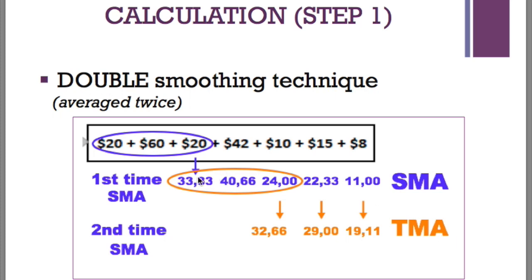So here again we look at these 3 values. What's the average? 32.66. We go one step to the right, and then we take the average of 40.66, 24, 22.33, and the average is 29. And one step to the right, take the average of 24, 22.33, 11, and the average is 19.11. And like this we get the triangular moving average.